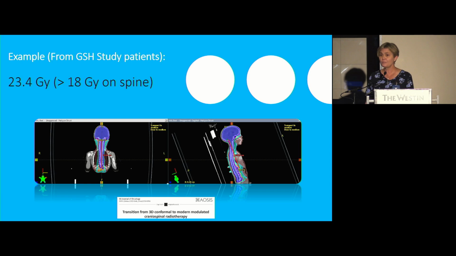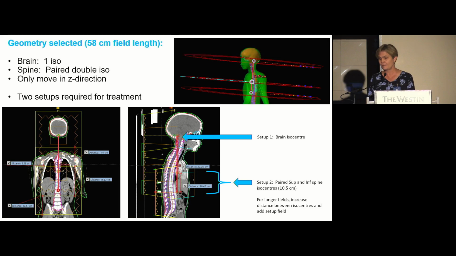This is an example from the Groote Schuur Hospital study, one of their patients that we took. It was already planned for the Varian Unique. And then I took the same plan, imported it, and did a plan for the Halcyon. So there is a reference if you need it. For this patient, we were looking at 23.4 gray for the target area, but with a provision that the spine must receive more than 18 gray, so a double dose level plan.